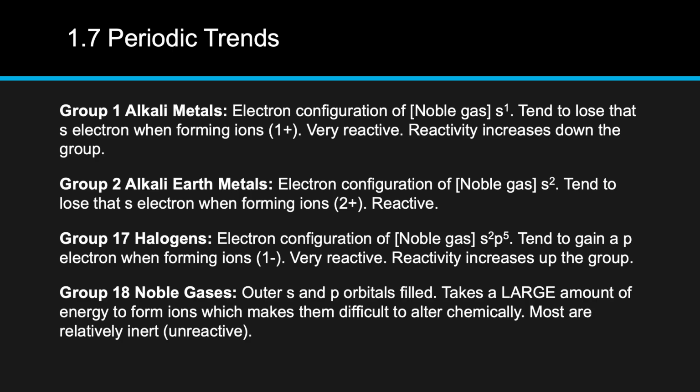Group 17 are the halogens. They end in s2p5. They just need one more electron to fill their outer shell, so they tend to gain an electron to form a -1 ion. They are also extremely reactive, and their reactivity actually increases as you move up the group, which is opposite of the alkali metals. It's a similar explanation for our halogens. They want to gain that final electron, and as you move up the group, those electrons are closer to the nucleus, which makes a stronger pull.